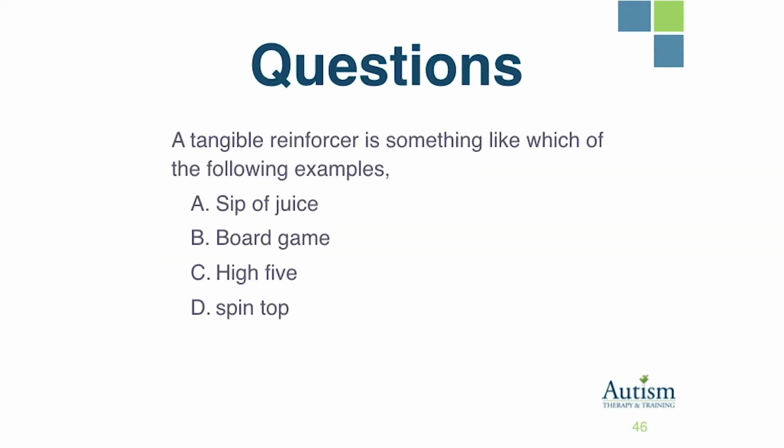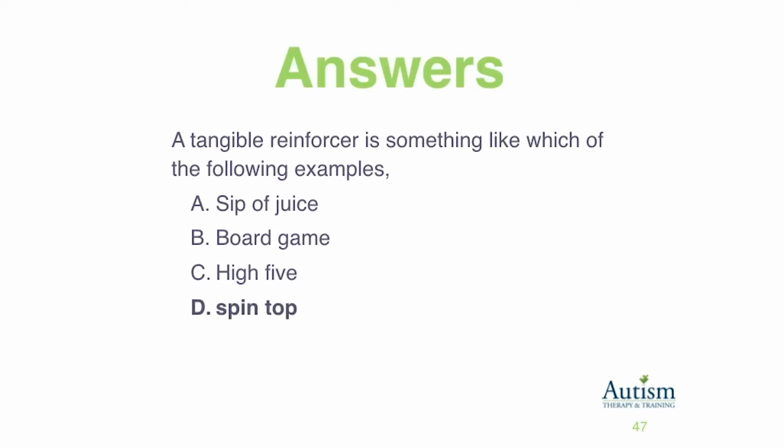A tangible reinforcer is something like which of the following examples? A. Sip of juice. B. Board game. C. High five. D. Spin top. And the correct response is D. Spin top.